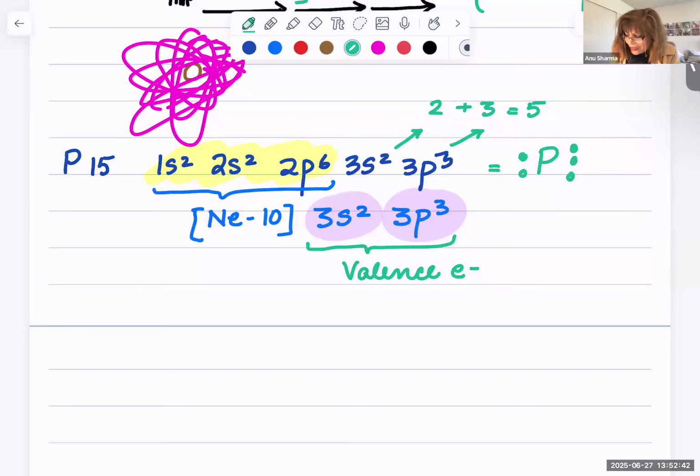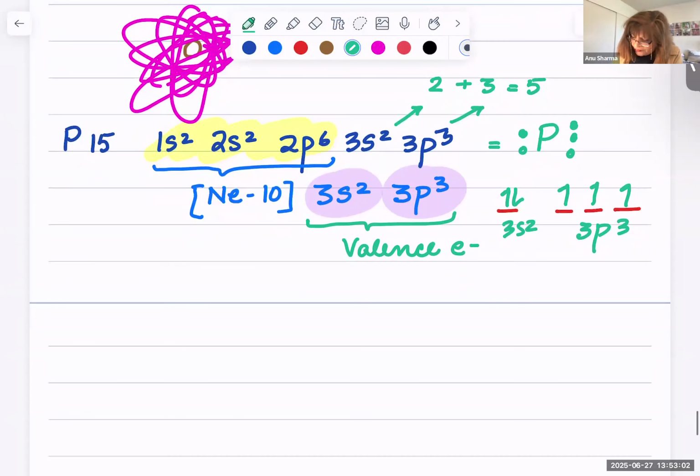And if they ask you to draw the orbital diagram, you will see you have 2 for the 3s2, and the 3p3 is all spread out like that. So this is the 3p3, and this is 3s2.